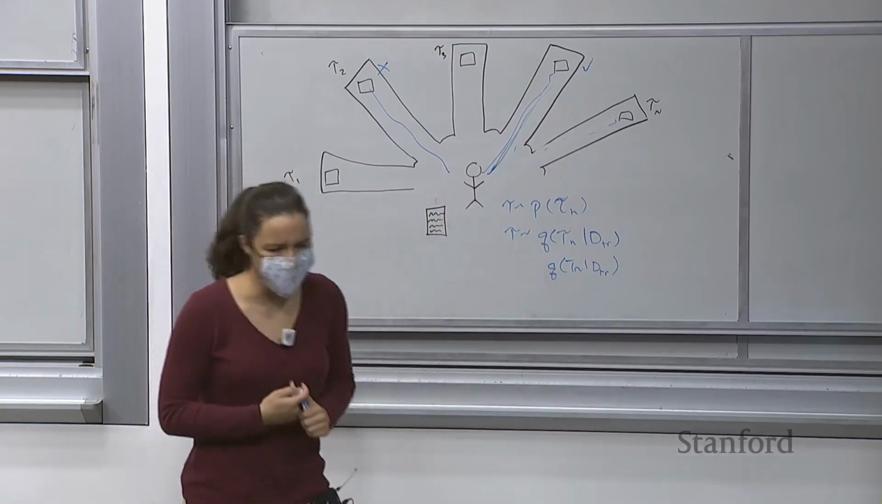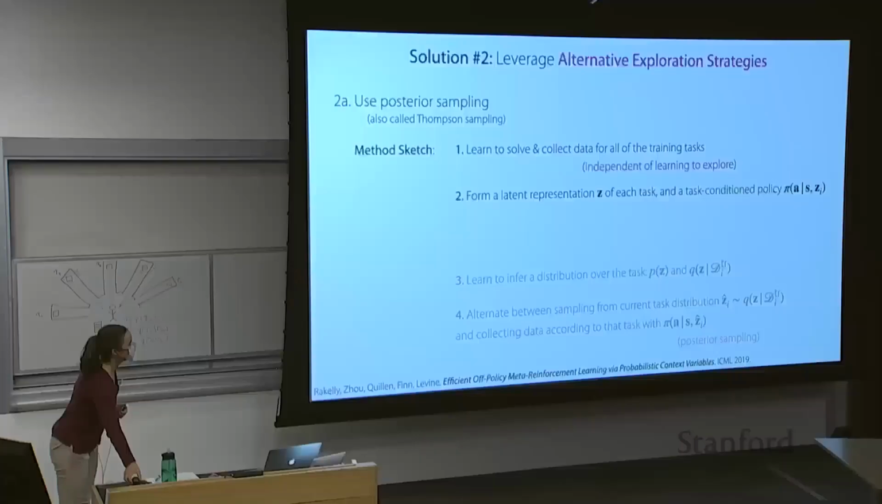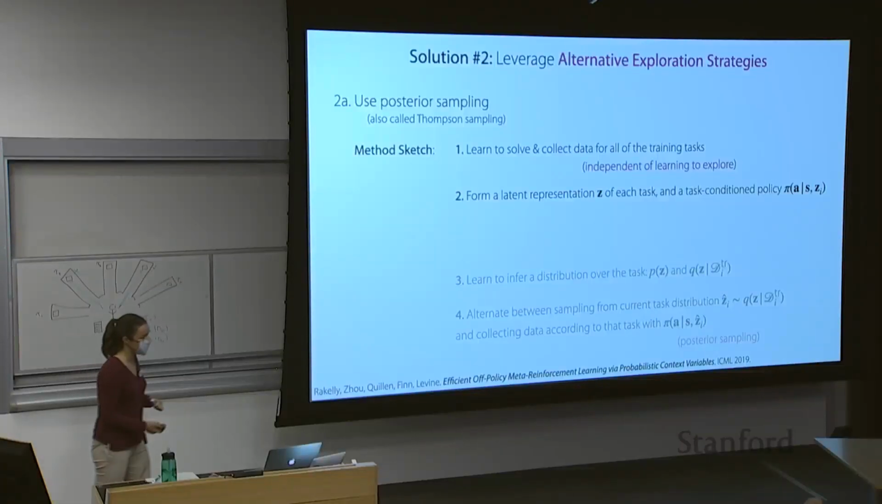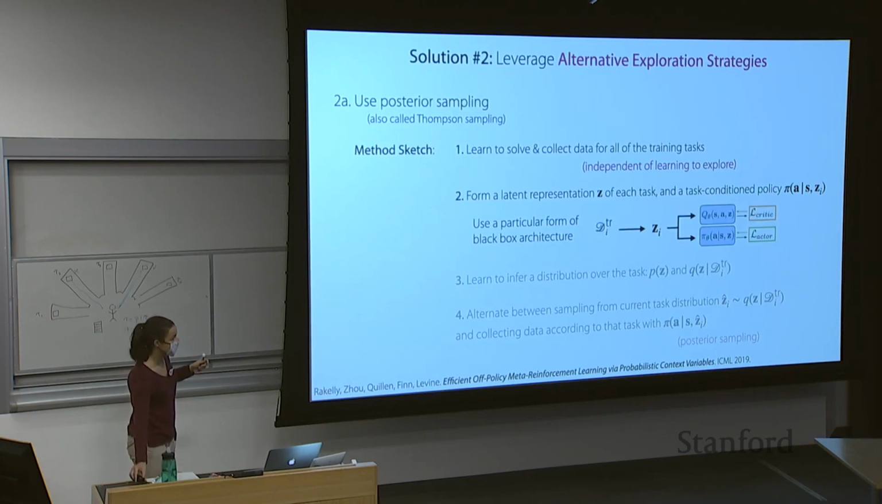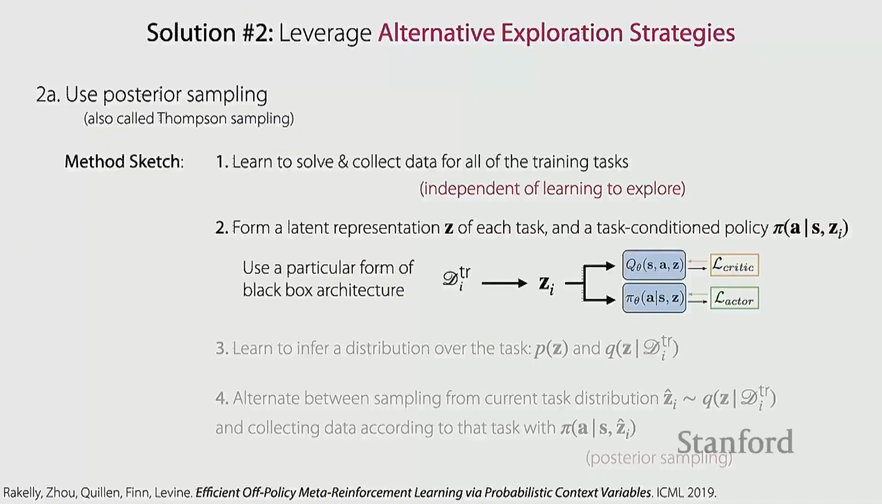And so the way that this can work in practice is you could essentially do this with a particular form of a black box architecture, where you learn a policy that still takes the standard form of conditioning on the current state and your training data and outputs an action.